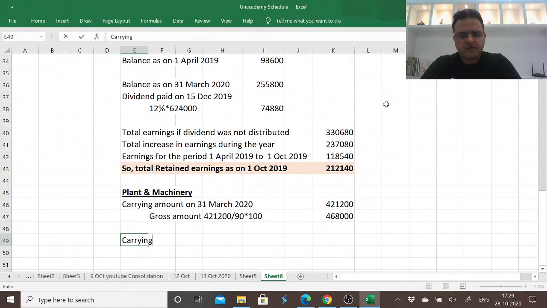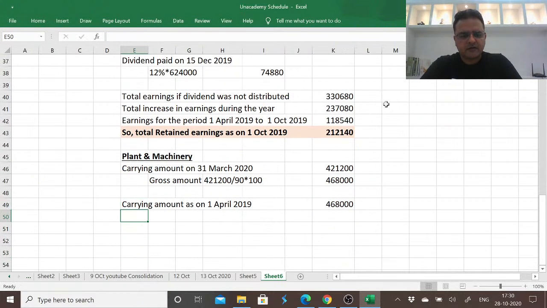So carrying amount as on 1st April 2019 is equal to 468,000. Depreciation charge till 1st October 2019, since that's the day when it is acquired.